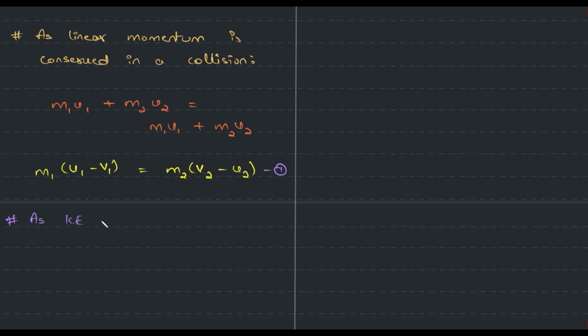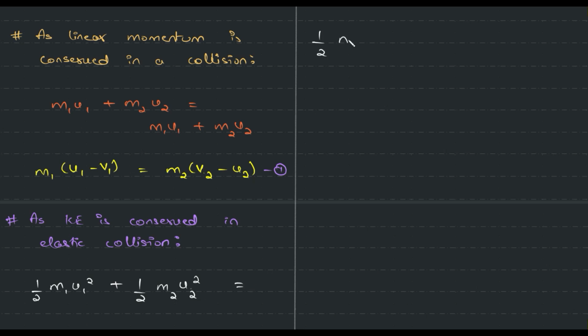Okay, then we have, as kinetic energy is conserved in elastic collision, so this is specific to elastic collision, right? So basically we have the kinetic energy before the collision. They have to be equal to the energy after the collision. That's the whole idea of elastic collision.